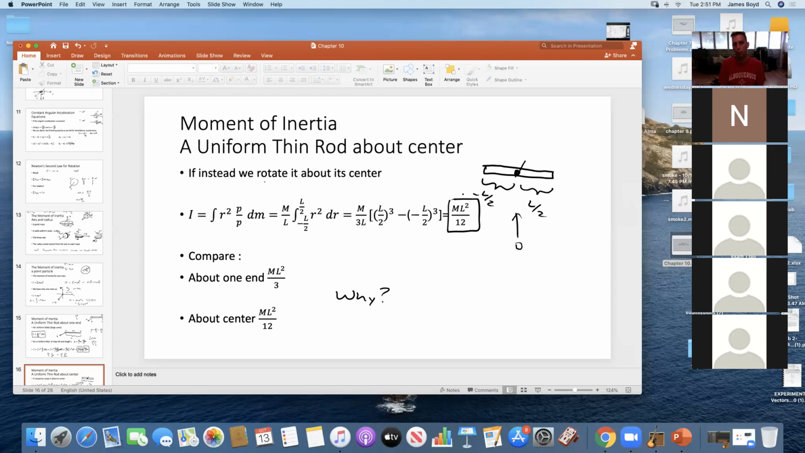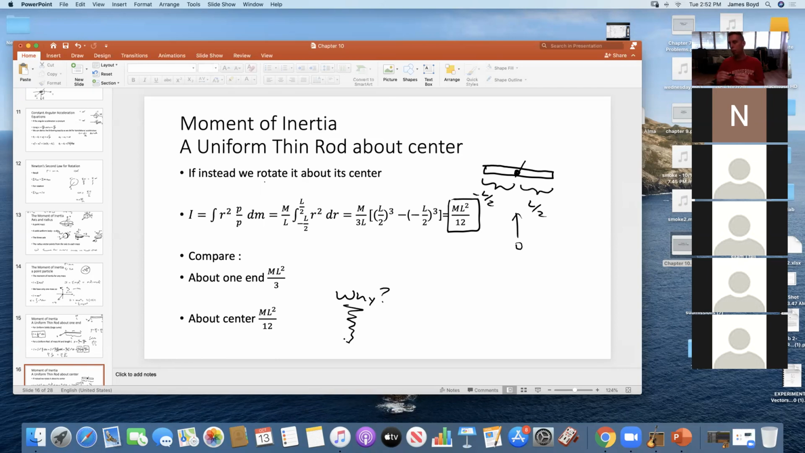Furthermore, if I swing it about one end, I just got mL squared over 3. But if I go through the center, I get mL squared over 12, which is a quarter of the inertia of trying to swing it around one end. Why? As it says here, why? Well, the reason is the closer mass is to the axis of rotation, the easier it is to get it rotating. That should be obvious to you.